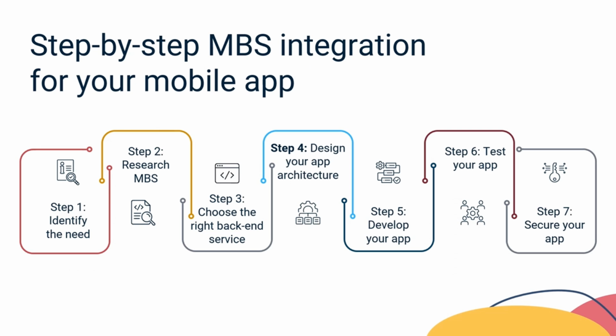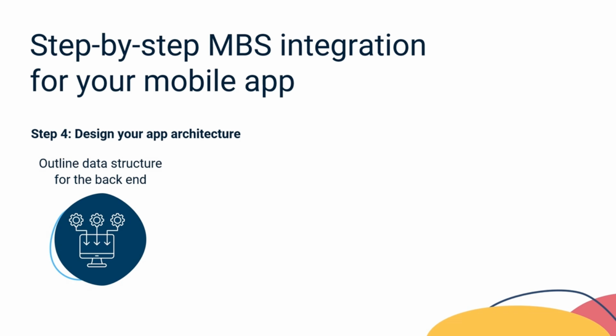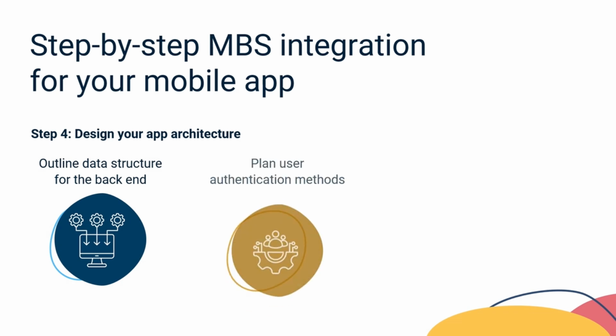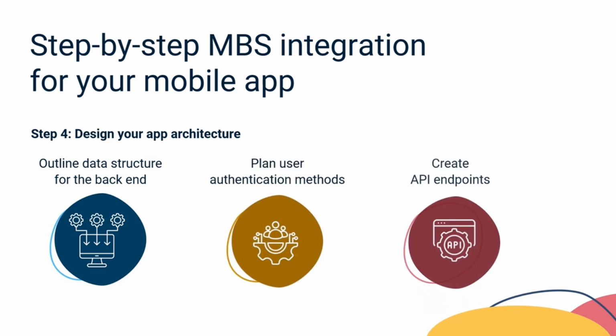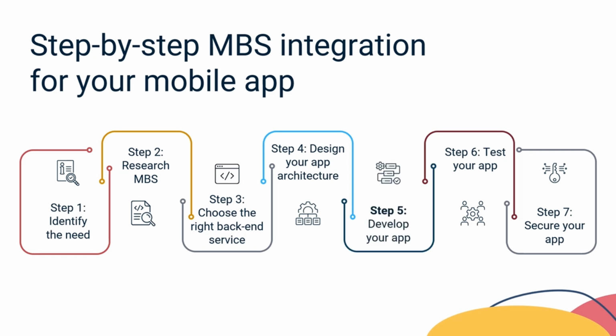The fourth step is to design your application architecture. Define the data structure for your chosen backend service. Plan how users will authenticate and create the necessary API endpoints for your app's functionality. The fifth step is to develop your mobile app.